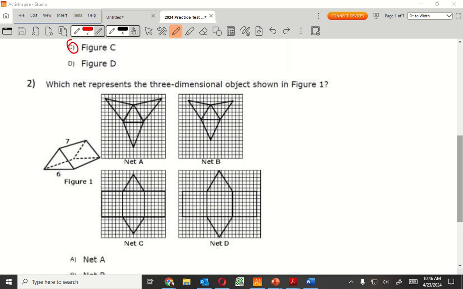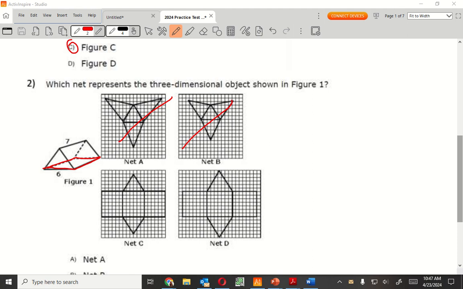Which net represents the three-dimensional object shown? So first, what would my base shape be? That's important. It should be a triangle, right? So it could be a triangle here. Or, if you look, it could also be this rectangle here, because I could have both ends of the triangle folding off. Or, if I try to do this as my base, I would have rectangles folding off. So these ones right here would just give me pyramids. Both of these would give me pyramids. So that means it's not going to be this one, it's not going to be this one. So if I'm looking at this one here, it's going to be one of these two.